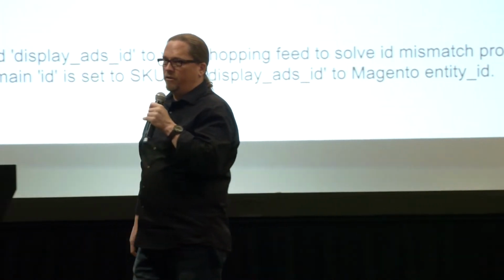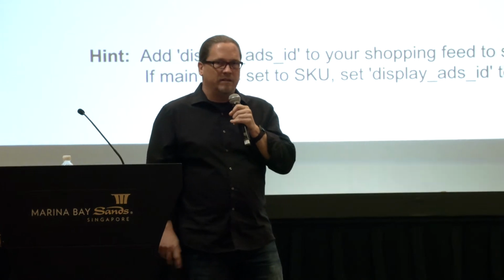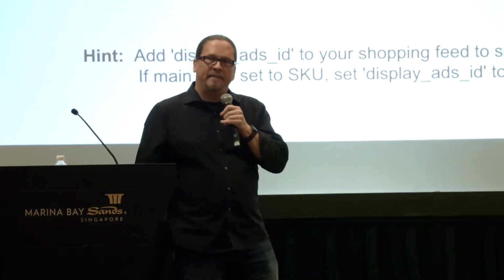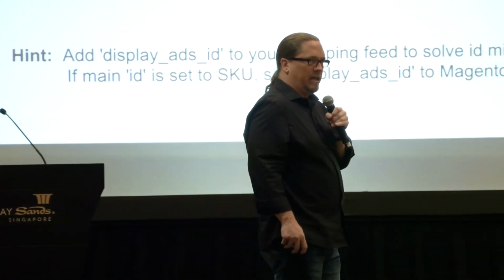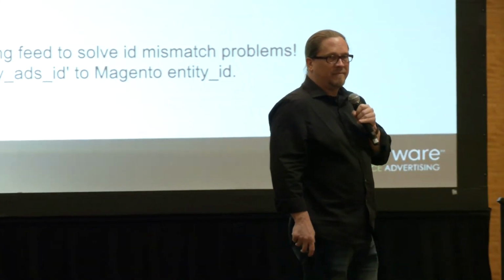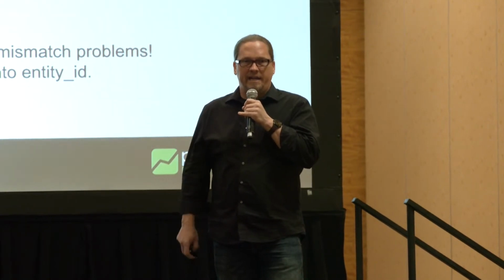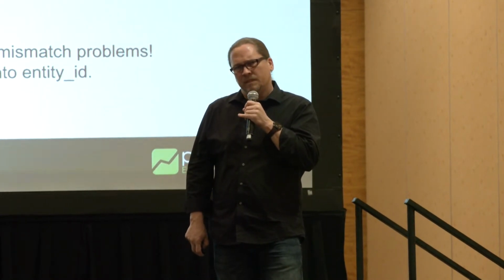When that fires over to Google, they don't match. So Google does provide a secondary ID field, the display ads ID field, and that allows you to put in an alternate product ID. So this is really great for Magento merchants. If your feed uses SKU as the primary ID, it's oftentimes good to just add your entity ID to the display ads ID field, so both of those IDs are associated with every product.